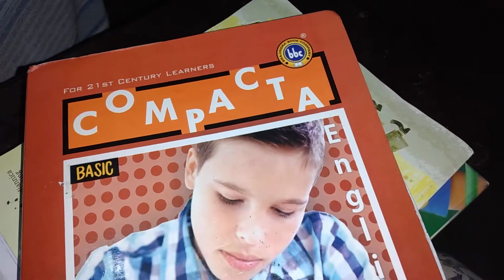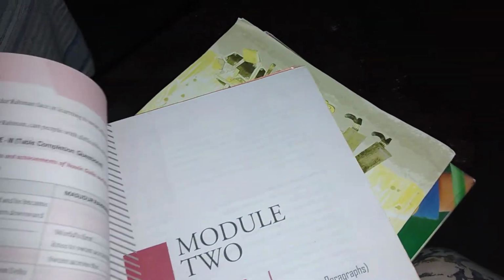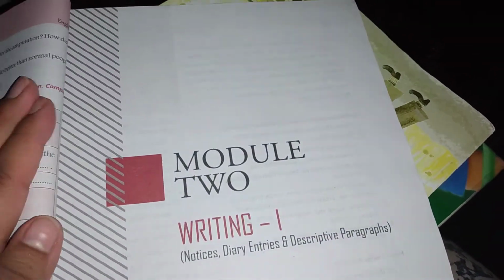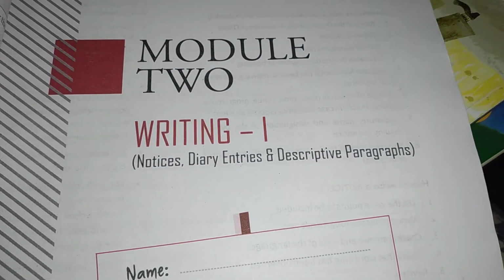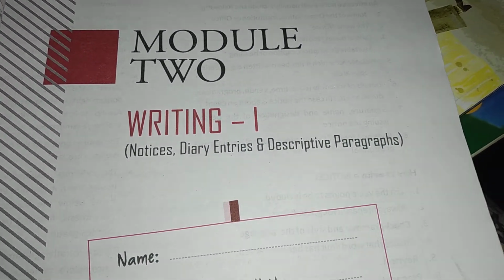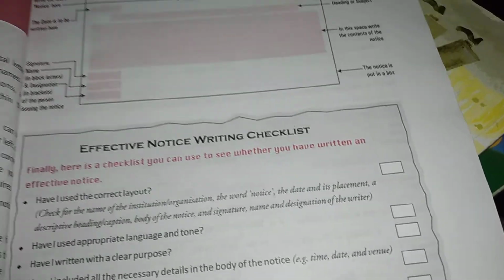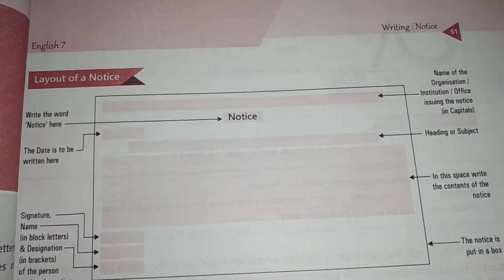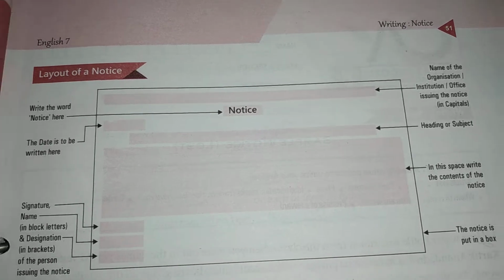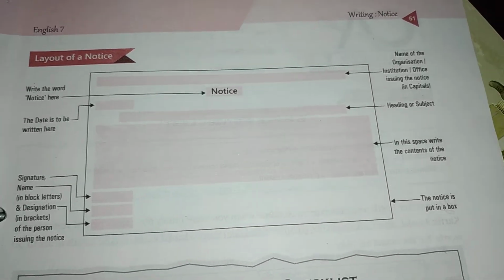Okay, yes students, so on your BBC you have to go to the module 2. Module 2 has your writing 1. It starts with your notice writing. Okay, so this is your notice writing. The format which I have discussed, similar format is written over here. You can go through this as well.